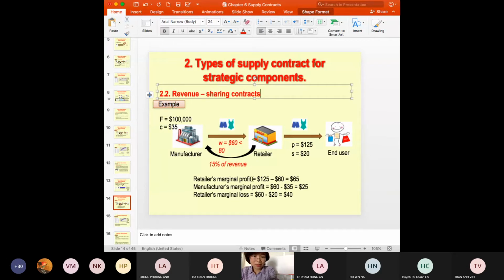So you can see here the retailer can get a profit of 65. The manufacturer gets 25, because 60 minus 35 gives 25. And the retailer's marginal loss is 40. So you can see the profit is 65, but the loss is just 40. So they will order more product from the manufacturer.